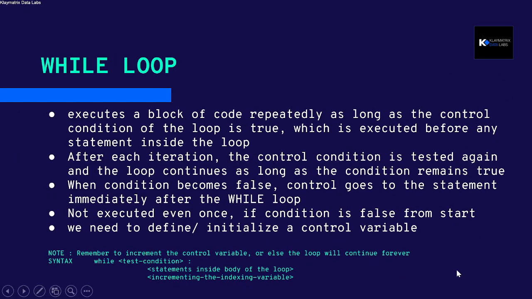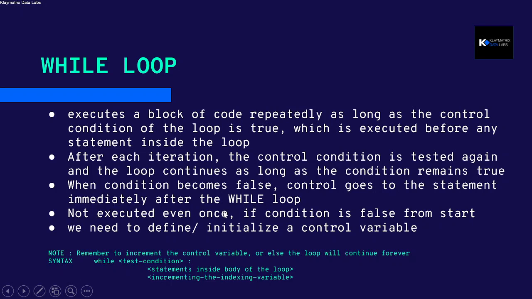Now let's explore the while loop. It executes a block of code repeatedly as long as the control condition of the loop is true, which is tested before any statement inside the loop is executed. After each iteration, the control condition is tested again and the loop continues as long as the condition remains true. When the condition becomes false, control goes to the statement immediately after the while loop.